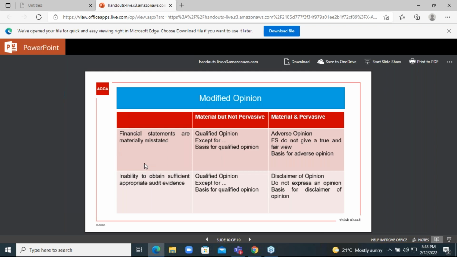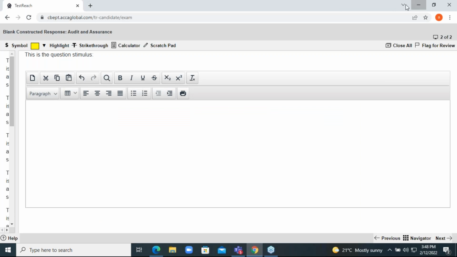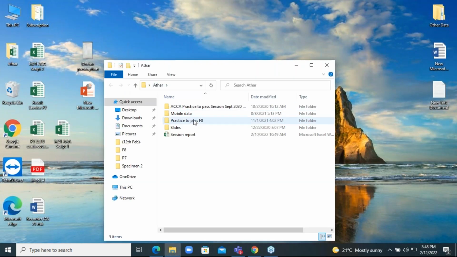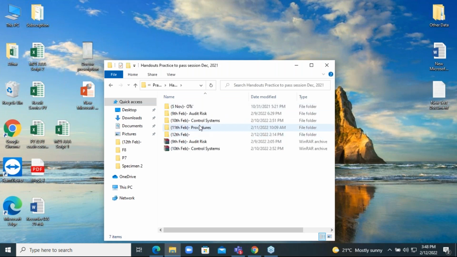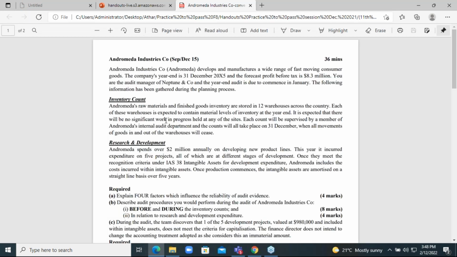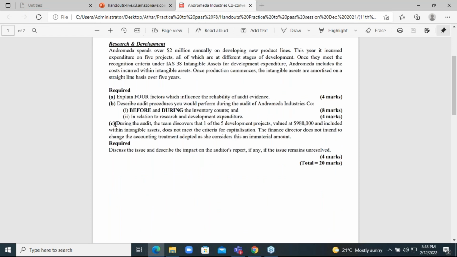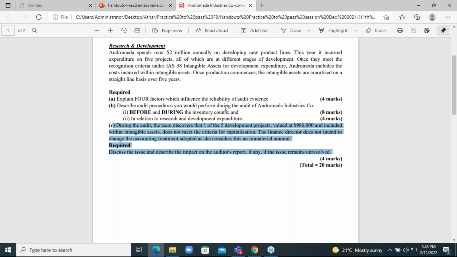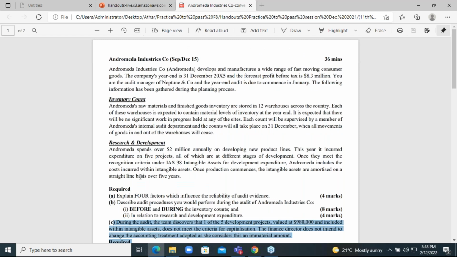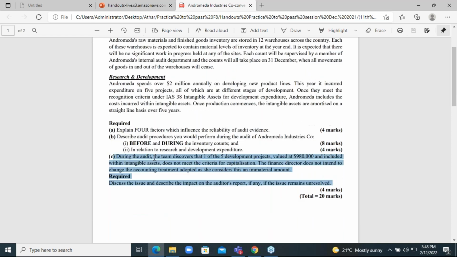Now, for example, yesterday we discussed a question, Andromeda. Now, if we go back to that question, there is a part C. Last day we discussed this question in context to audit procedures, where you discussed inventory procedures and R&D procedures, if you remember that. Now let's go to part C.